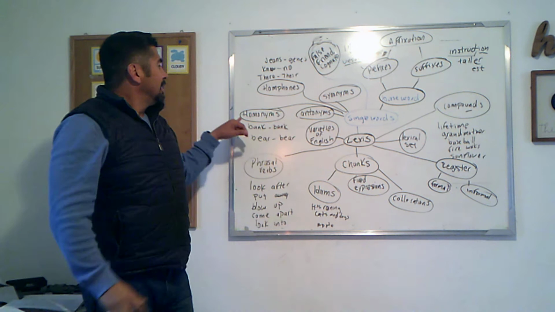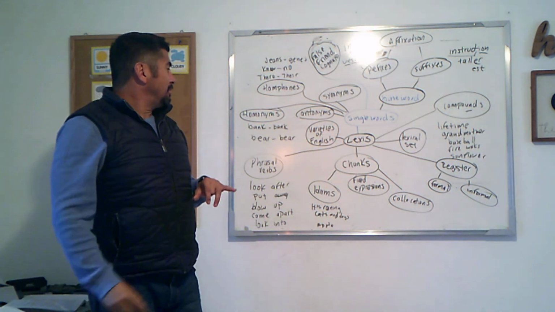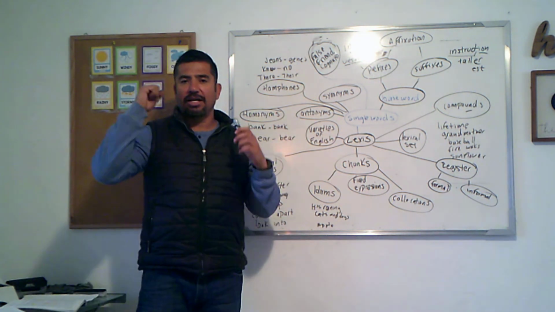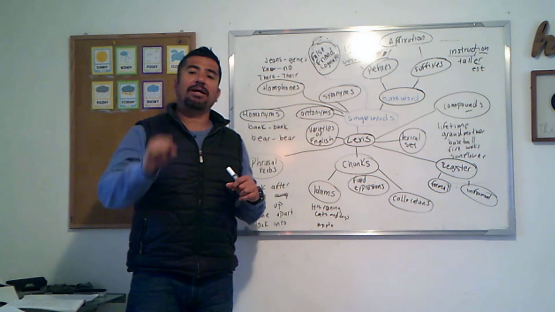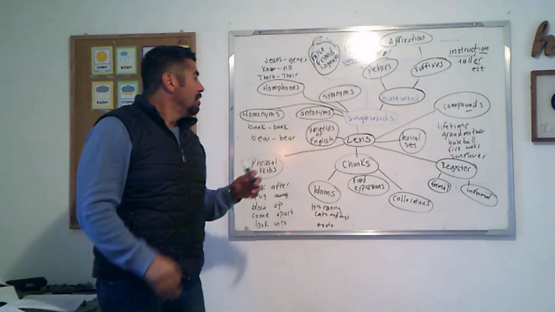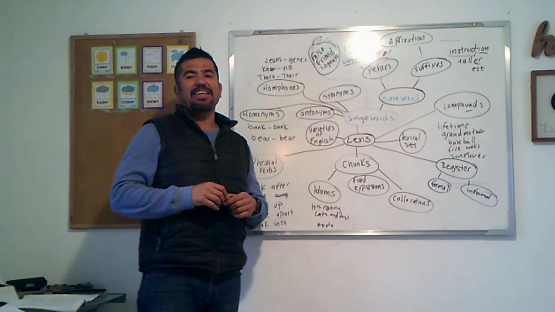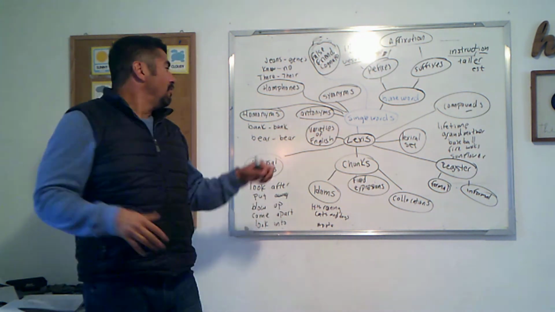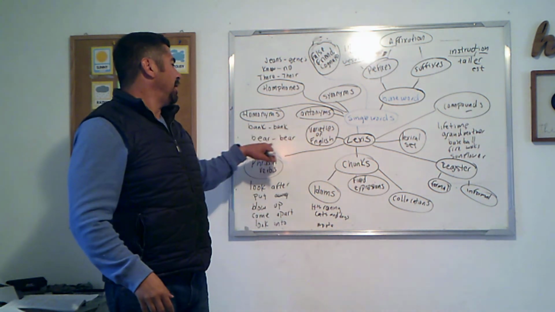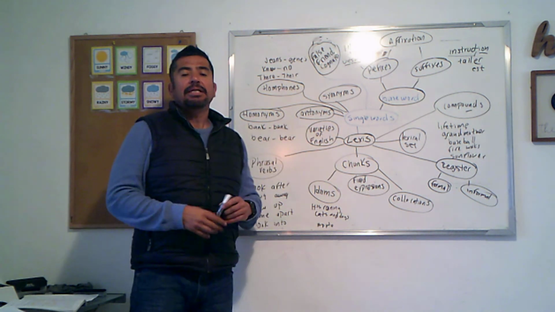Okay? Now, homonyms are words that look exactly the same, they are spelled the same, they sound the same, but they mean different things when you put them in different contexts. For example, bank and bank, bear and bear.